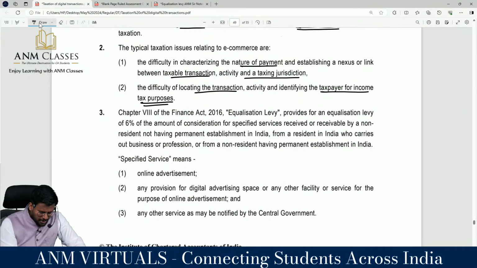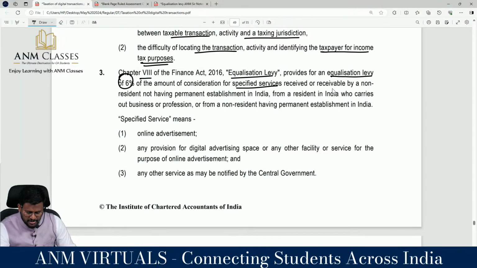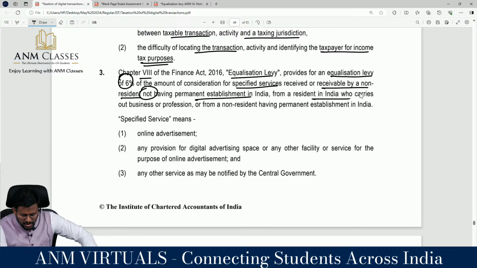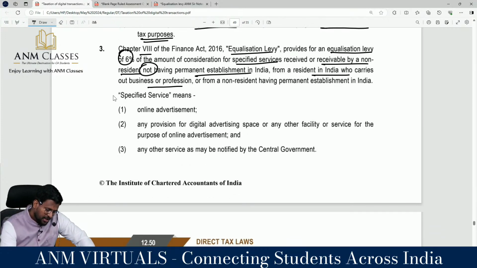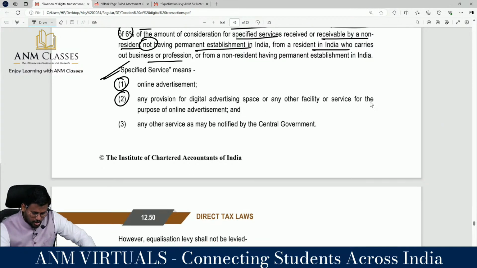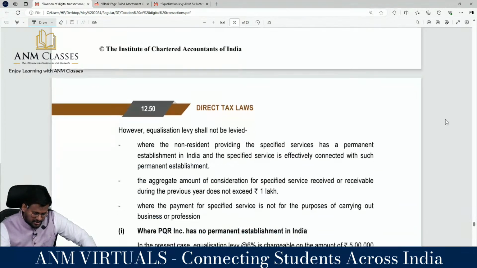Chapter 8 of the Finance Act, Equalization Levy, provides for an equalization levy of 6% of the amount of consideration for specified service received or receivable by a non-resident not having a permanent establishment in India, from a resident in India who carries out business or profession, or from a non-resident having a PE in India. Specified service means online advertisement, any provision for digital advertising space or any other facility or service for the purpose of online advertisement, and any other service as may be notified by the central government.